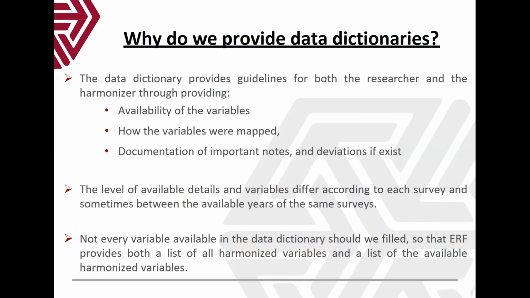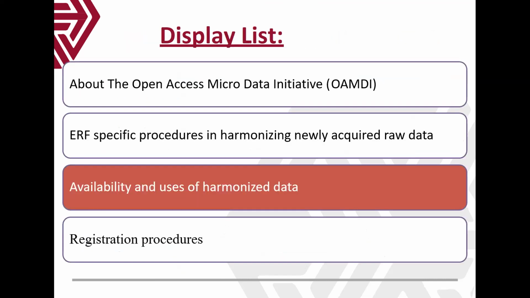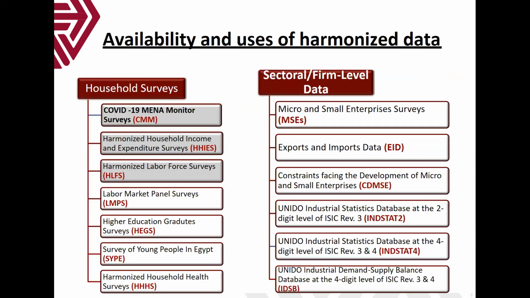Because before getting the data, we need to know what's there and what's not there. And by the way, the data dictionary, the questionnaires, and the list of variables are available for download without any requests, and I will show you how they are.